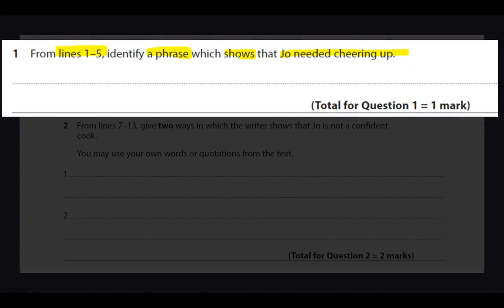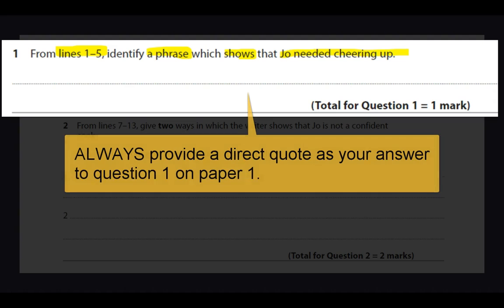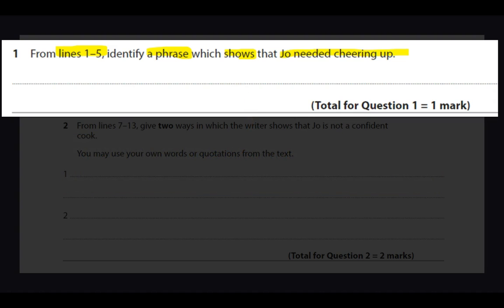Okay, so the thing that we need to be aware of with question 1 is that it's only worth 1 mark. The mark scheme is very strict in terms of what it will allow as responses to this, and you need to give a direct quotation when you are writing your response. So there are a number of possible answers each time for question 1 on paper 1. So let's have a look at the possible answers here.